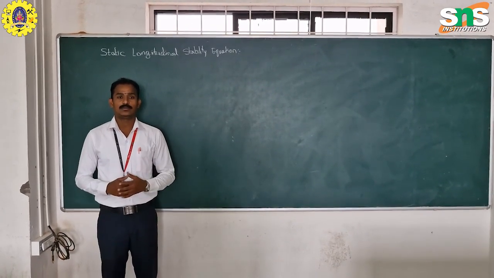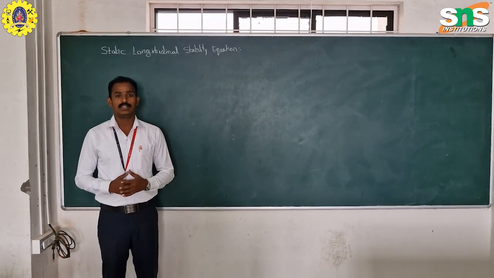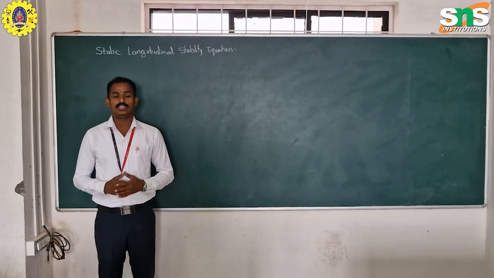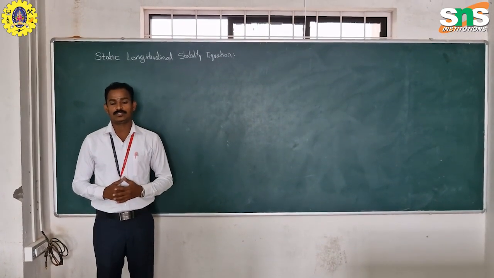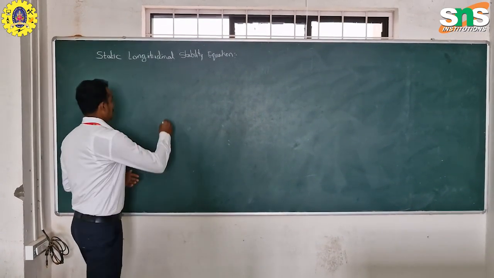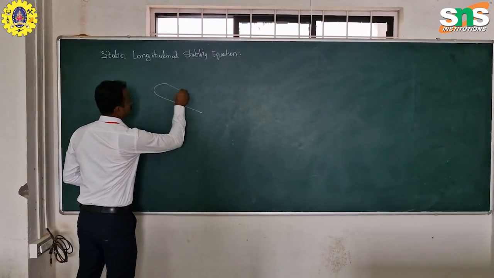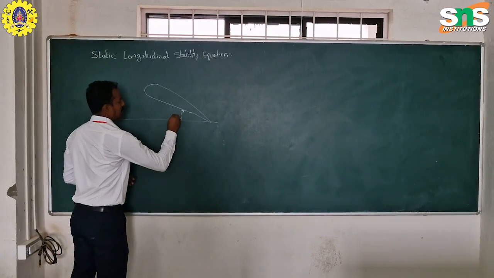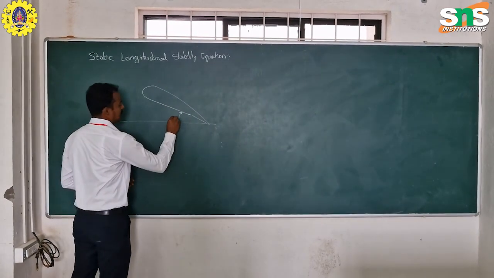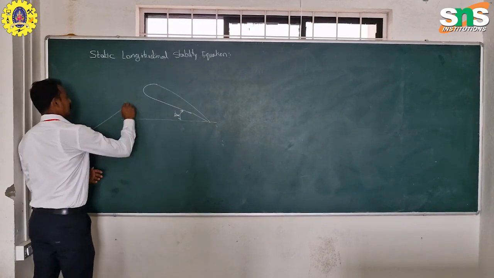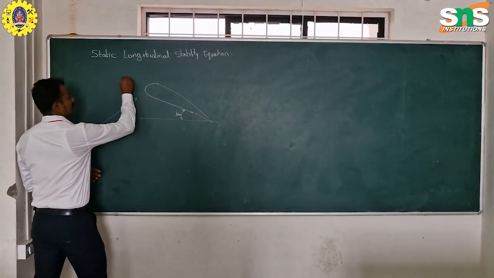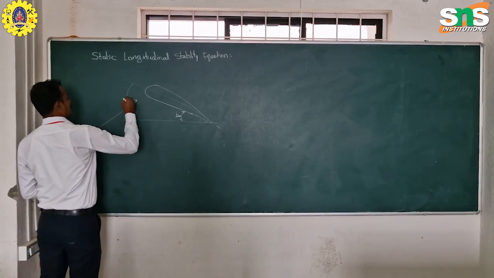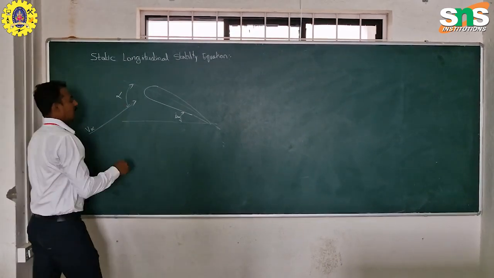Today we are going to discuss static longitudinal stability and the stick fixed condition. Before that, we have to find out the normal force and chordwise force of the airfoil. Let us take an airfoil, which has an incidence angle i_w, and also has the free stream velocity V infinity. This is the angle of attack alpha.